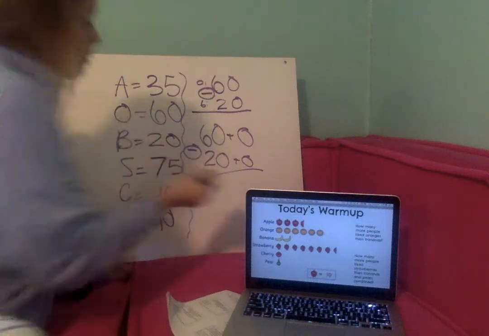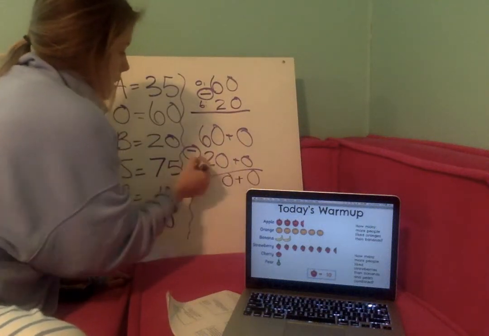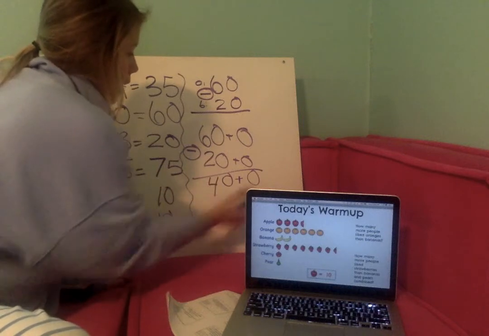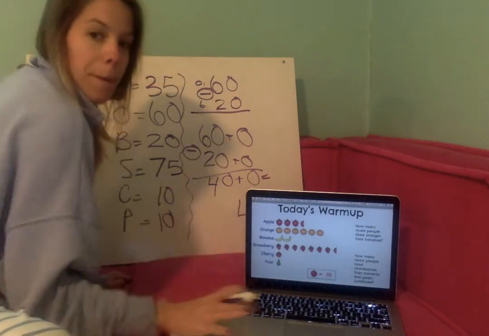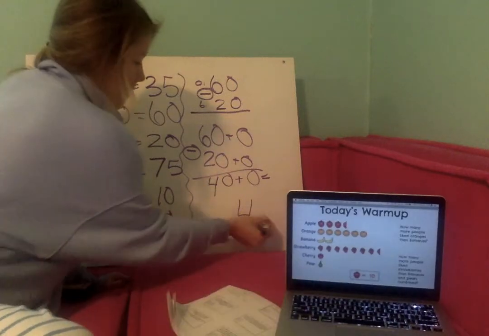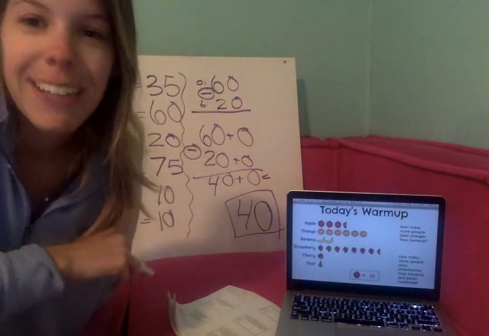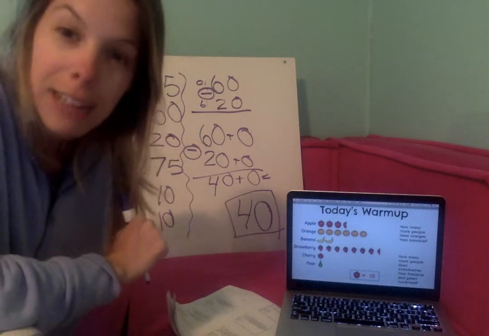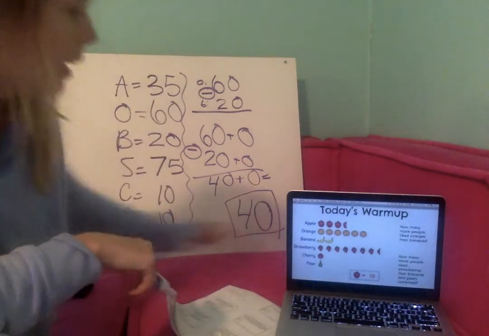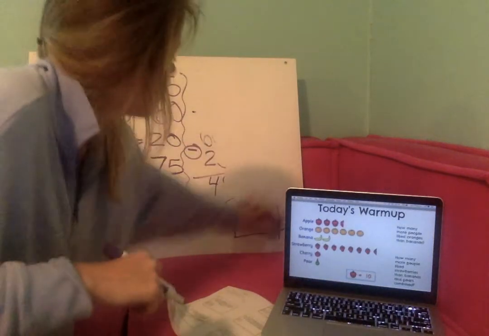0 minus 0 is 0. Bring down your plus sign. Zeros come down. 6 minus 2 is 4. So our answer is 40. That is what you should have gotten for how many more people like oranges than bananas? 40 more people. Okay. Now, moving to the second problem.